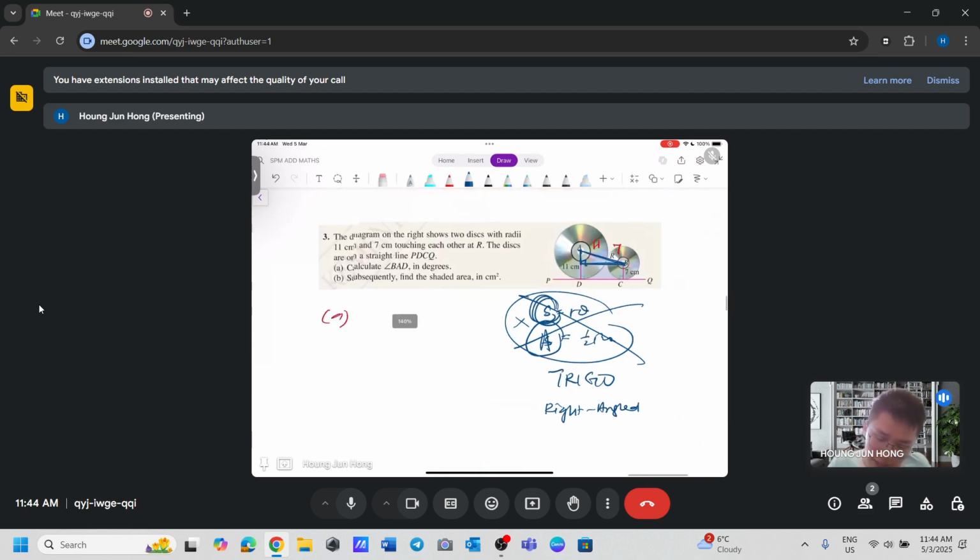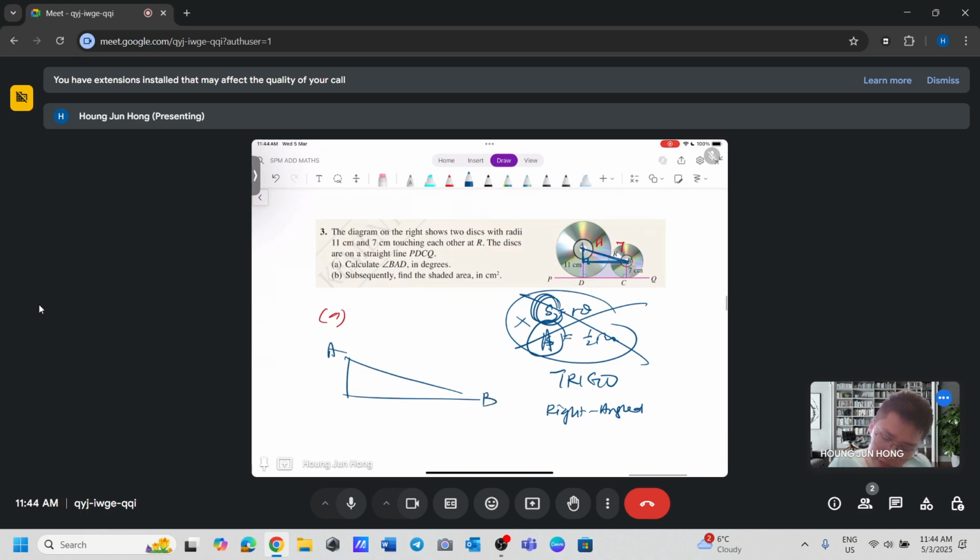In that case, you can see I can find A and B over here. This was 11, this was 7. So what is this height then? This is 11 minus 7, because this is 11, this is 7. Very simple, it's just minus. So equal to 4. Then you also know this is 11 plus 7.